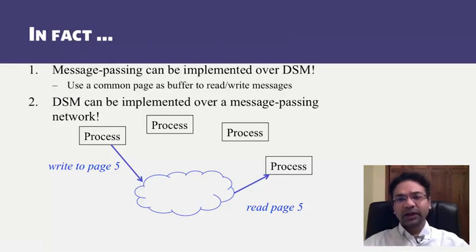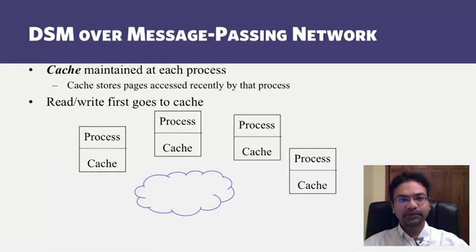In fact, distributed shared memory and message passing are equivalent to each other in the sense that given a distributed shared memory system, you can implement a message passing system. You do this by sharing a common page as a buffer where you read and write messages. Essentially, you use it as a producer-consumer buffer. You can also do the reverse, where you can implement distributed shared memory over a message passing network, and we'll see how to do that in this lecture.